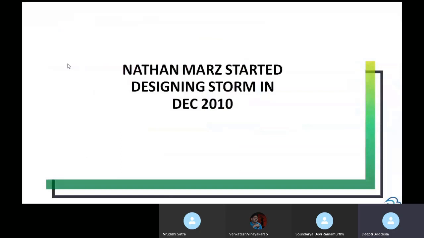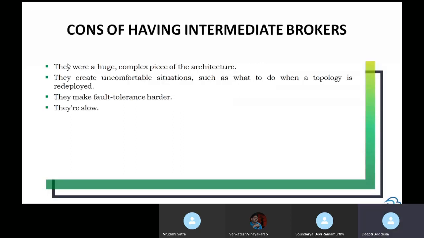Now we have seen that Nathan Marz came up with a single abstraction, a network of spouts and bolts, and once he got this idea of a single abstraction, he started designing Storm in December 2010. The next concern was how the messages should pass from one spout to another spout or spout to bolt.